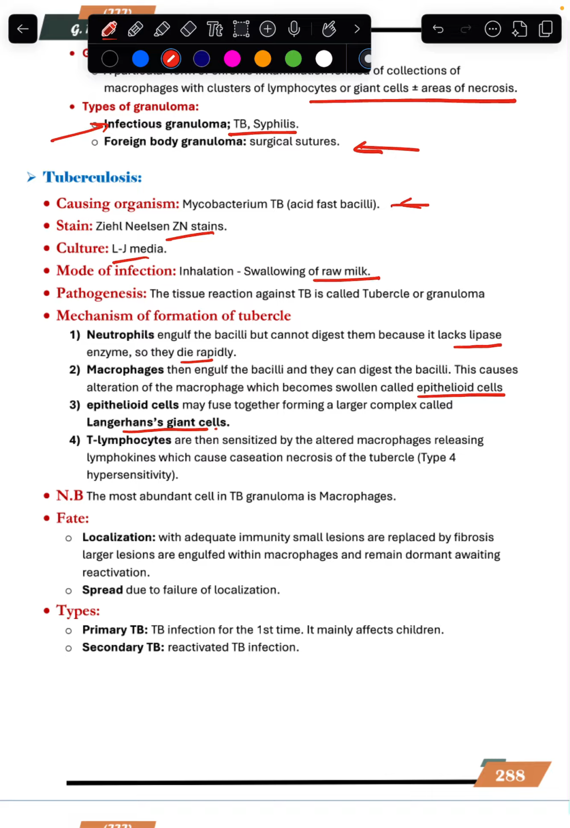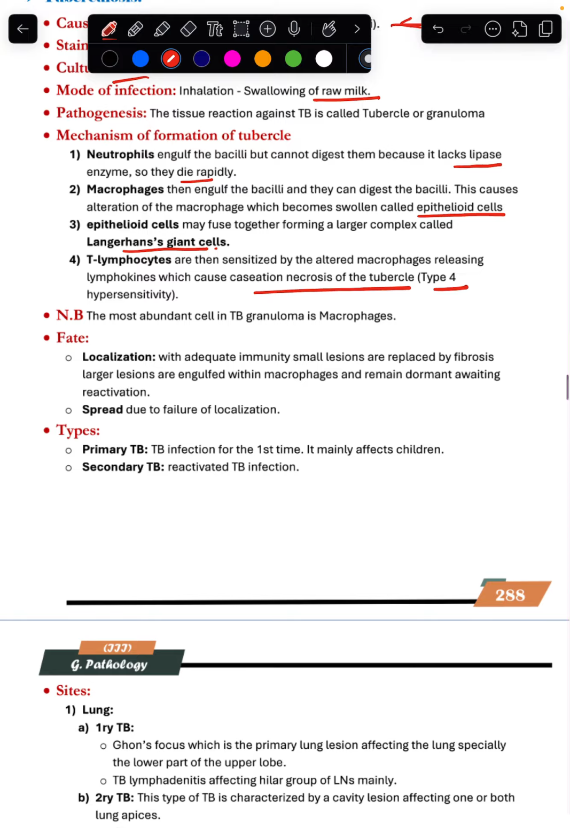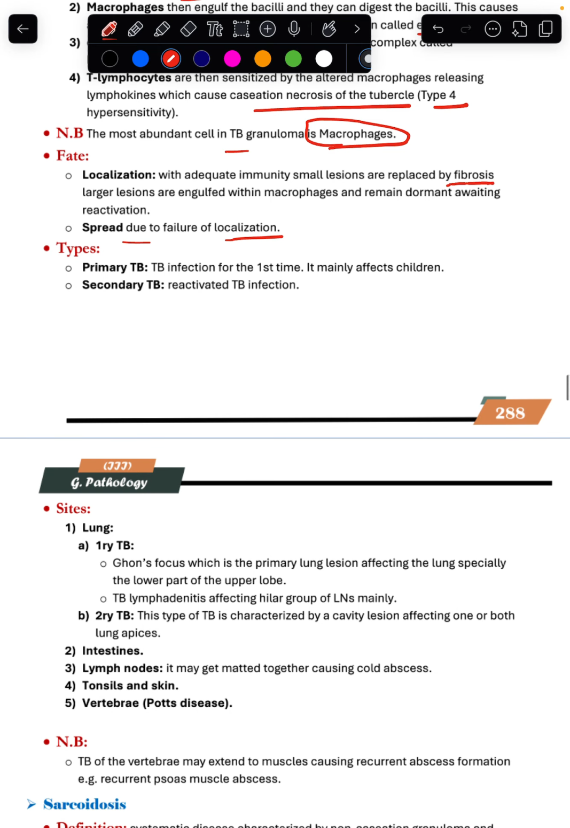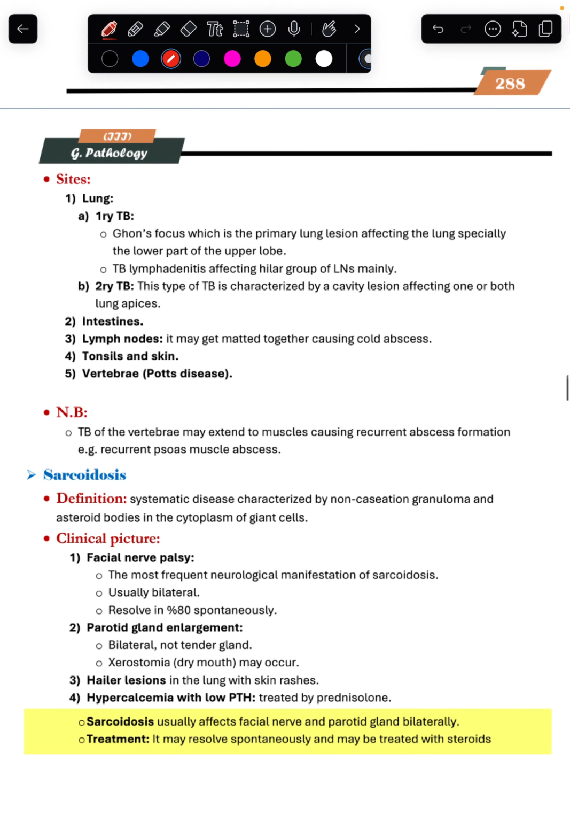T lymphocytes stimulate the altered macrophages, releasing lymphokines which cause caseation necrosis of the tubercle. Type 4 hypersensitivity. The most abundant cells in the tubercular granuloma are macrophages. Localization: with adequate immunity, small lesions are replaced by fibrosis; otherwise there is spread, failure of localization. Primary tuberculosis is the first time, mainly affecting children; secondary is reactivation. Sites: Ghon focus, seen in the lung, upper lobe, with hilar lymphadenopathy; secondary lesions in both apices.